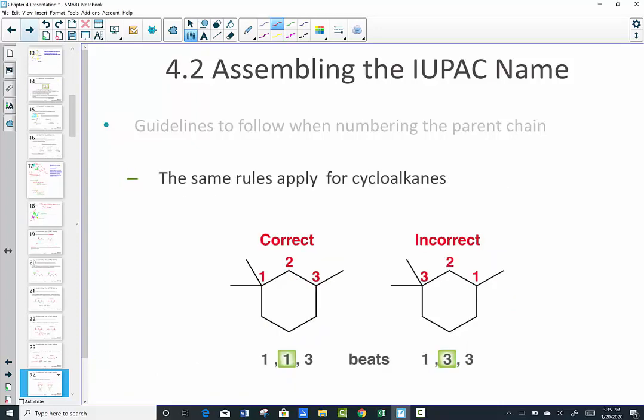Same rules apply if you're using cycloalkanes. Notice that I have carbon 1 and carbon 3. So 1, 1, 3 would locate all 3 of those methyl groups. And that would be better than saying 1, 3, 3. A 1, 3, 3 is of higher numbering than a 1, 1, 3. Notice that second position becomes the tiebreaker. Alrighty.